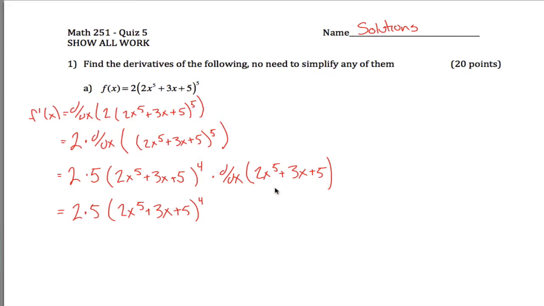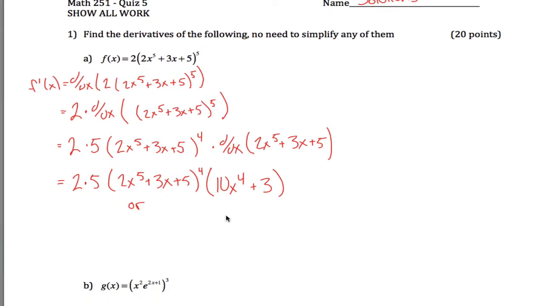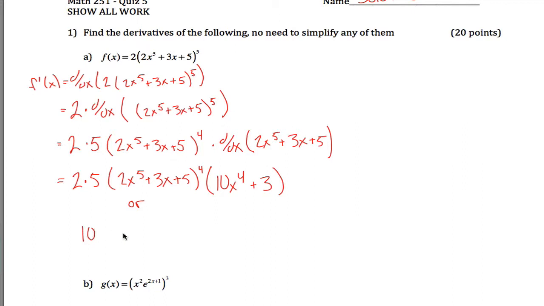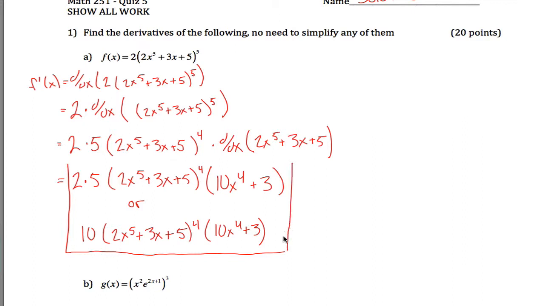The derivative of a polynomial, we can just look at it term by term. The derivative of 2x to the 5th is 10x to the 4th. The derivative of 3x is just 3. And the derivative of 5 is 0. So you get something like this. You might take the 2 and the 5 and multiply them together. You don't have to, I don't care. I did say you don't have to simplify your answers. So either one is totally fine. We'll call either of these good for our final answer to part A.